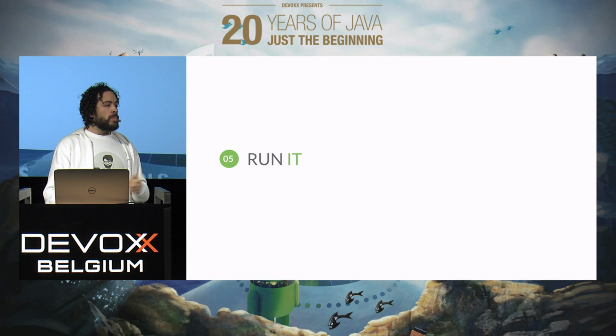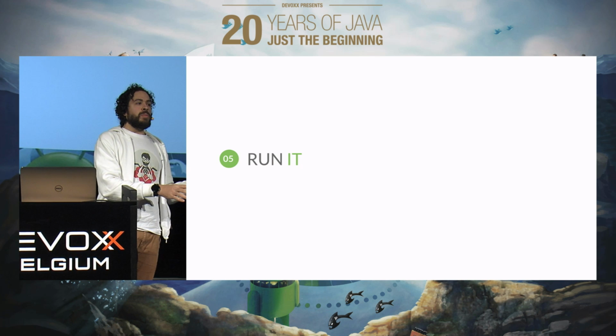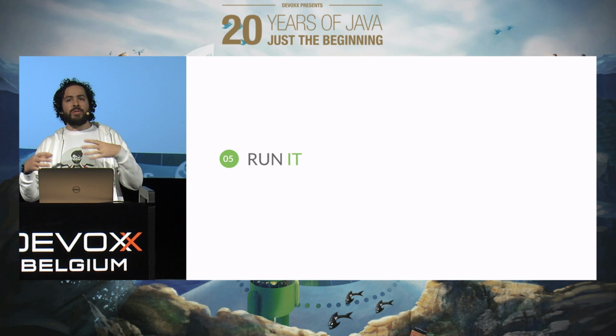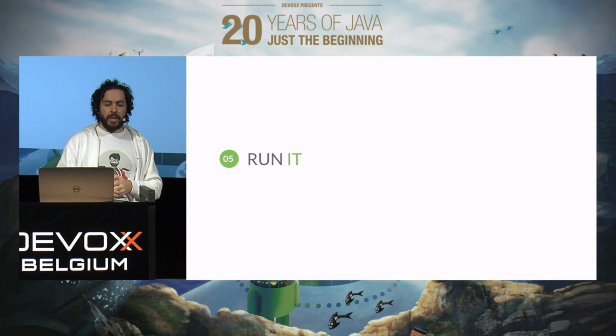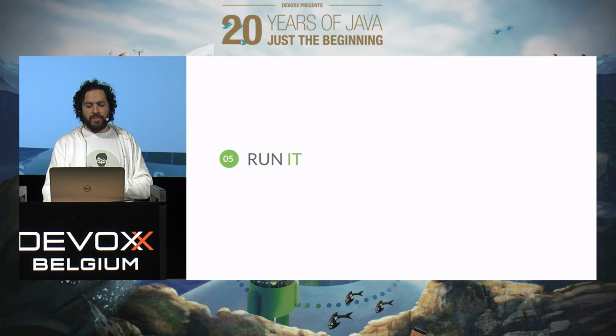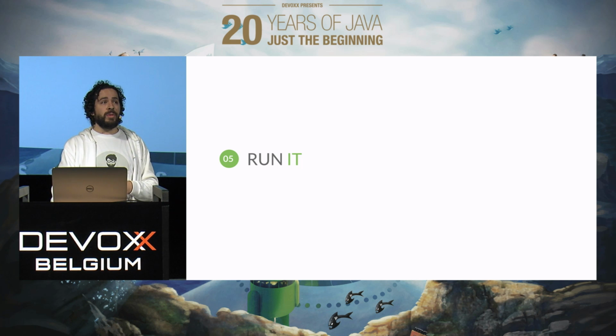Okay, so we have our plugin, it's ready, it's on Maven local, so the user can reach it, put it in his project, and set everything he wants, and configure it if he wants. So now let's run it.